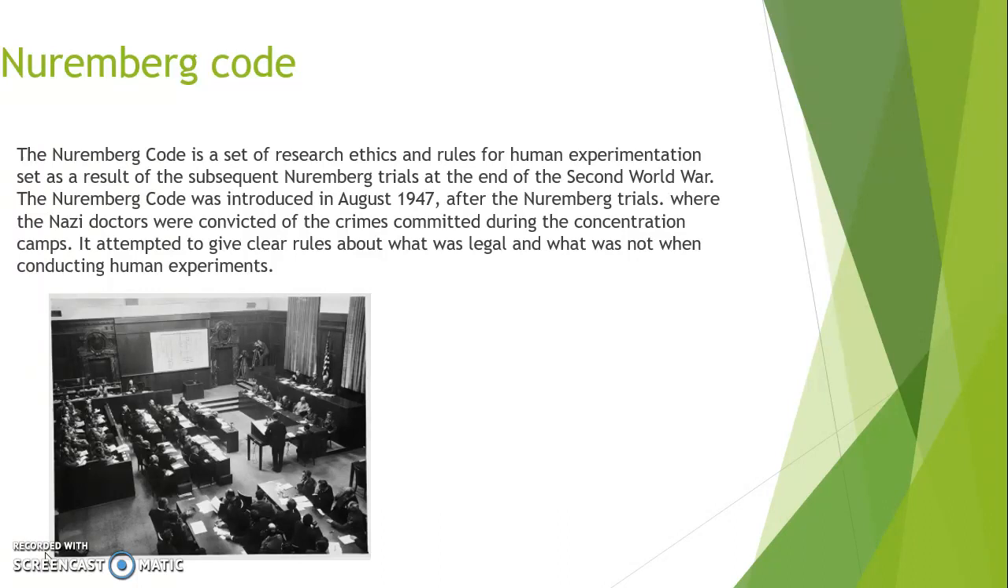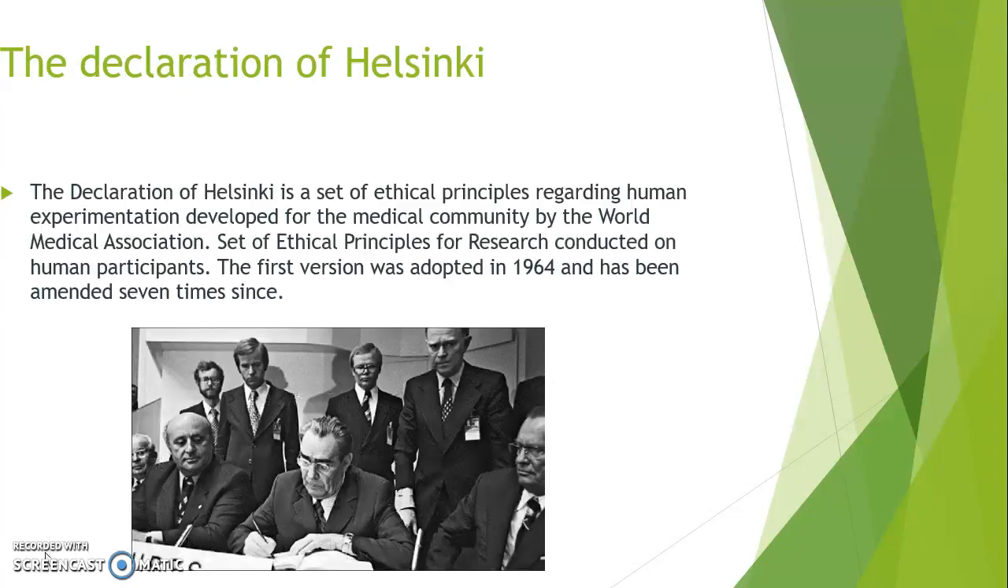Firstly, voluntary human consent is essential. Experimental results should result in good for society. Anticipated results should justify the experiment. Avoid all unnecessary physical and mental suffering. No experiment if there is a chance of death or disability. Minimize risks to subjects. Proper preparations and facilities to protect subjects. Experiments conducted only by qualified persons. Subjects can withdraw at any time. Terminate experiment if results are known or with best judgment. And that's it.